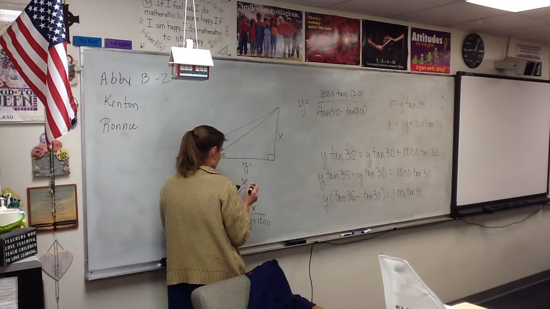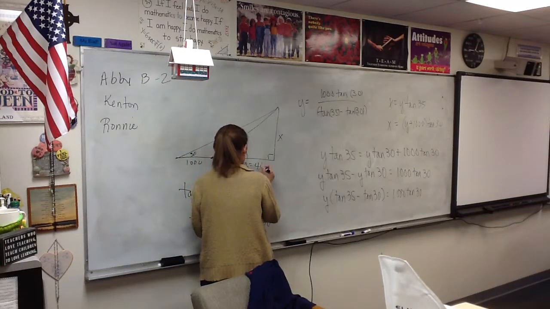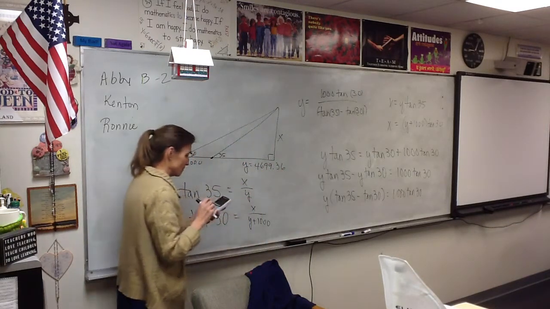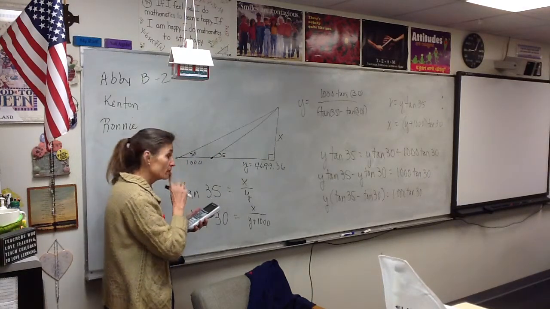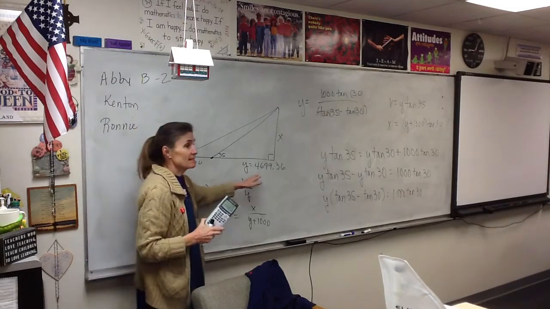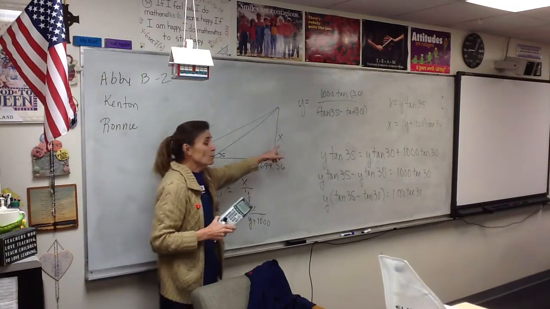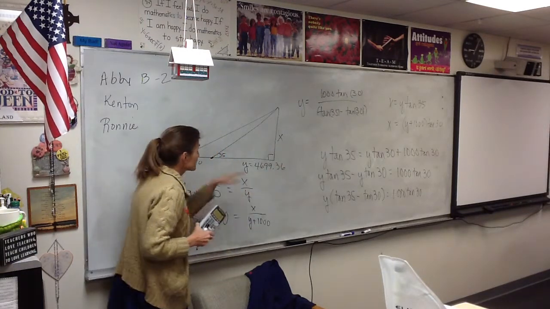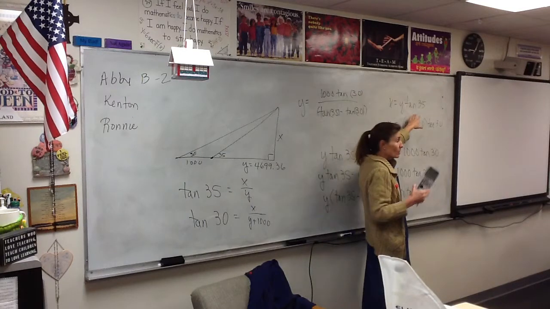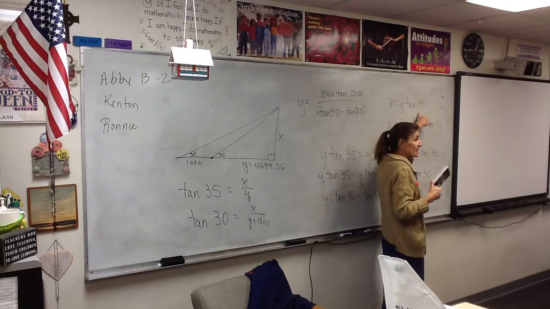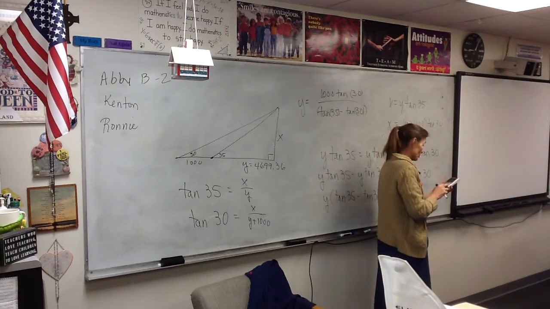I got 4,699.36. Yeah, that's what I got. Now, unfortunately, that's not the answer to the question, because we wanted to know what x is, but that's easy, because what does x equal? Y, which is the number right here on your calculator, times the tangent of 35. So we'll just take that times tan 35.